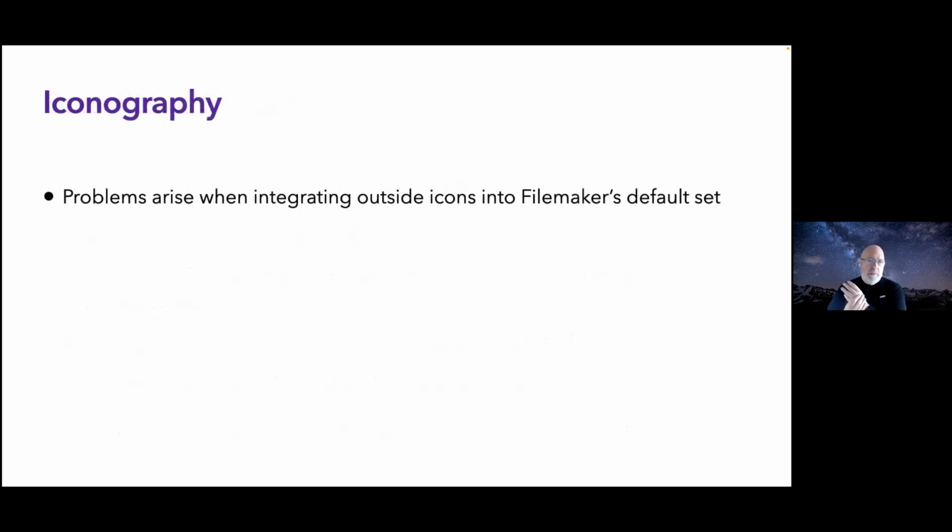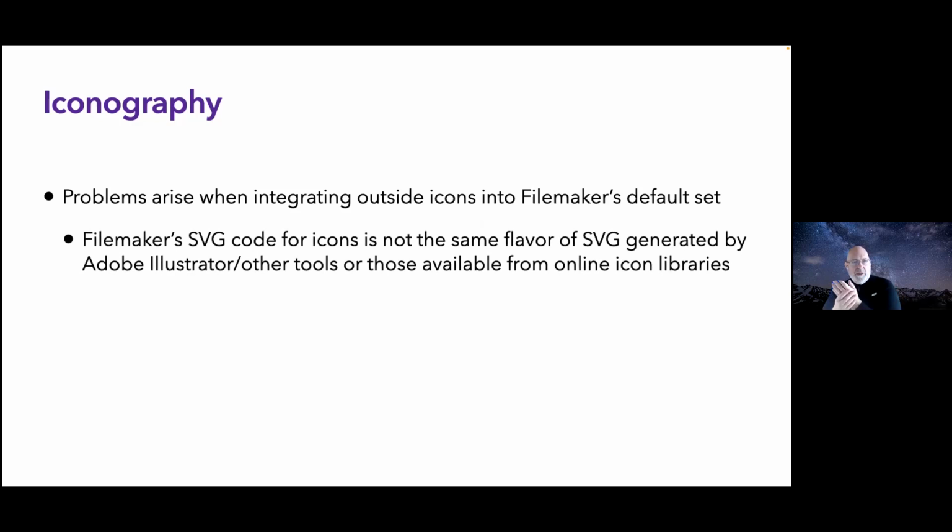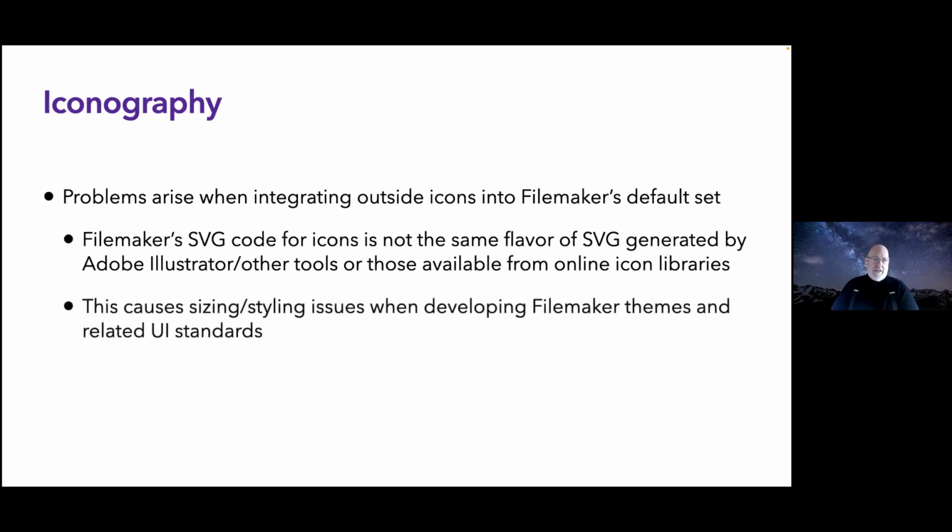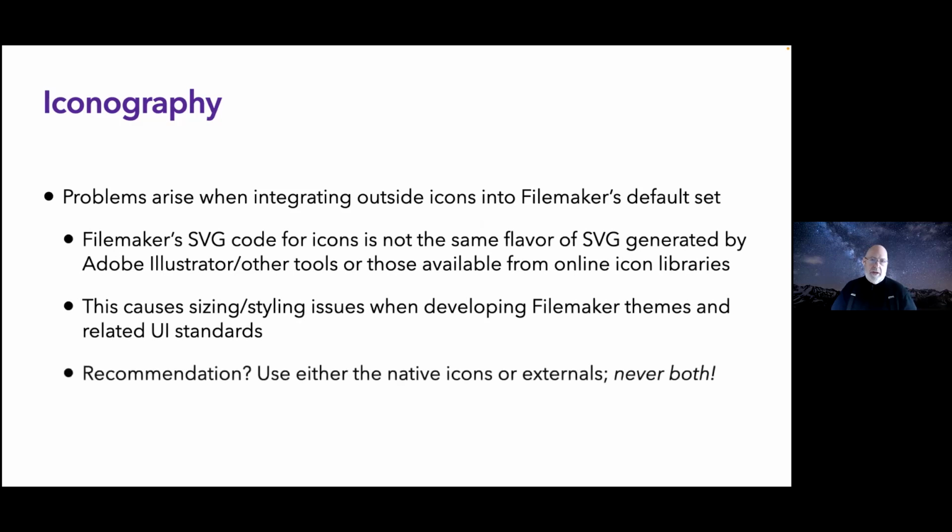Iconography. This is the only time we're going to mention this because this is, again, too deep a topic to delve into without a dedicated presentation. But we have some problems when you try to integrate outside icons into FileMaker's default set, which is, I think, needlessly limited, but that's my opinion. The problem is that FileMaker's SVG code for icons is not the same flavor of SVG generated by Illustrator and other tools and those available from icon libraries. So as a result, this causes sizing and styling issues when developing FileMaker themes and related UI standards. So my closing recommendation is use either the native icons or externals, but never both. And that is it for iconography.